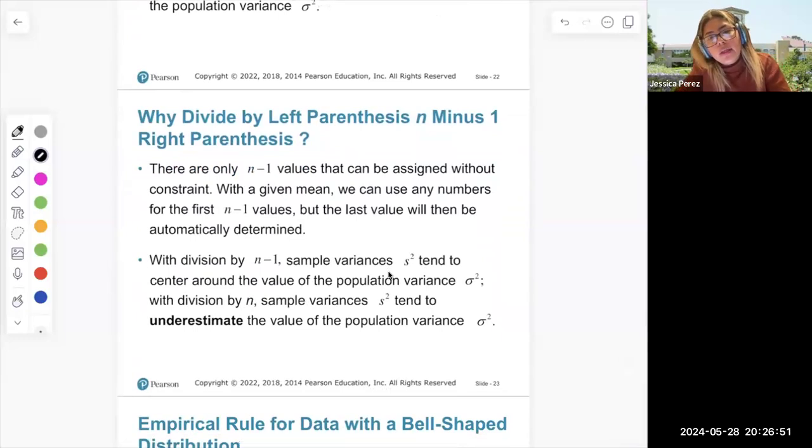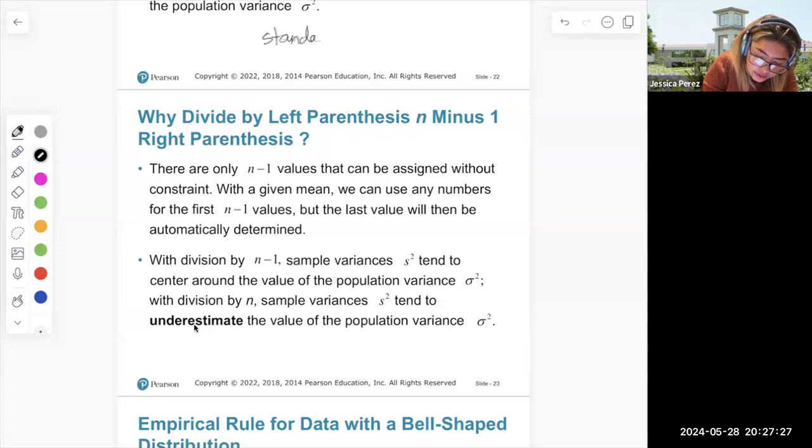You don't have to worry about why they divide by n-1. We don't use the formula, but just to explain why, the n-1 values can be assigned without constraints. Given a mean, we can use any numbers between n-1, but the last value will be automatically determined. So when you divide by n, you get something called an underestimation. So we want to always make sure that we take care of it.